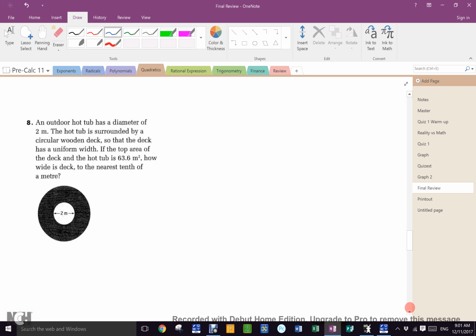Now, how do I do the hot tub question? This one's super tricky. This is my favorite question in all of pre-calculus 11. Believe it or not. Because it's the one question that requires you to know the most math to do this question. You have to know a crap ton of math.